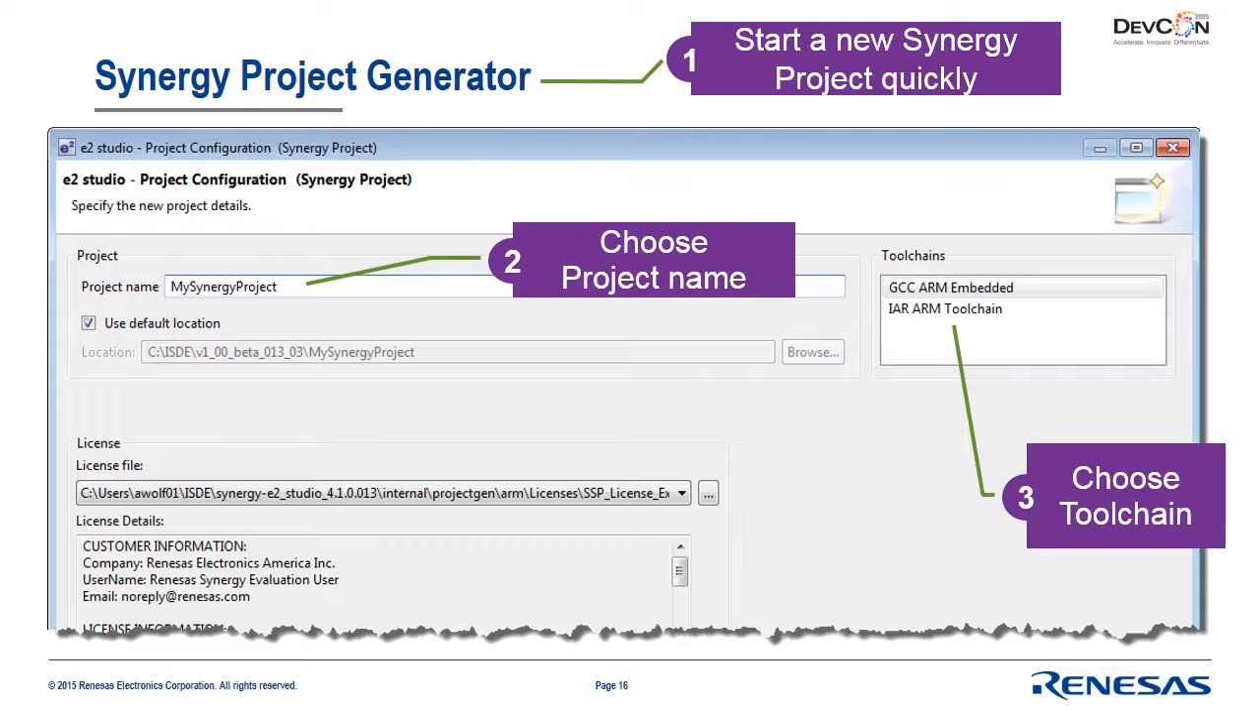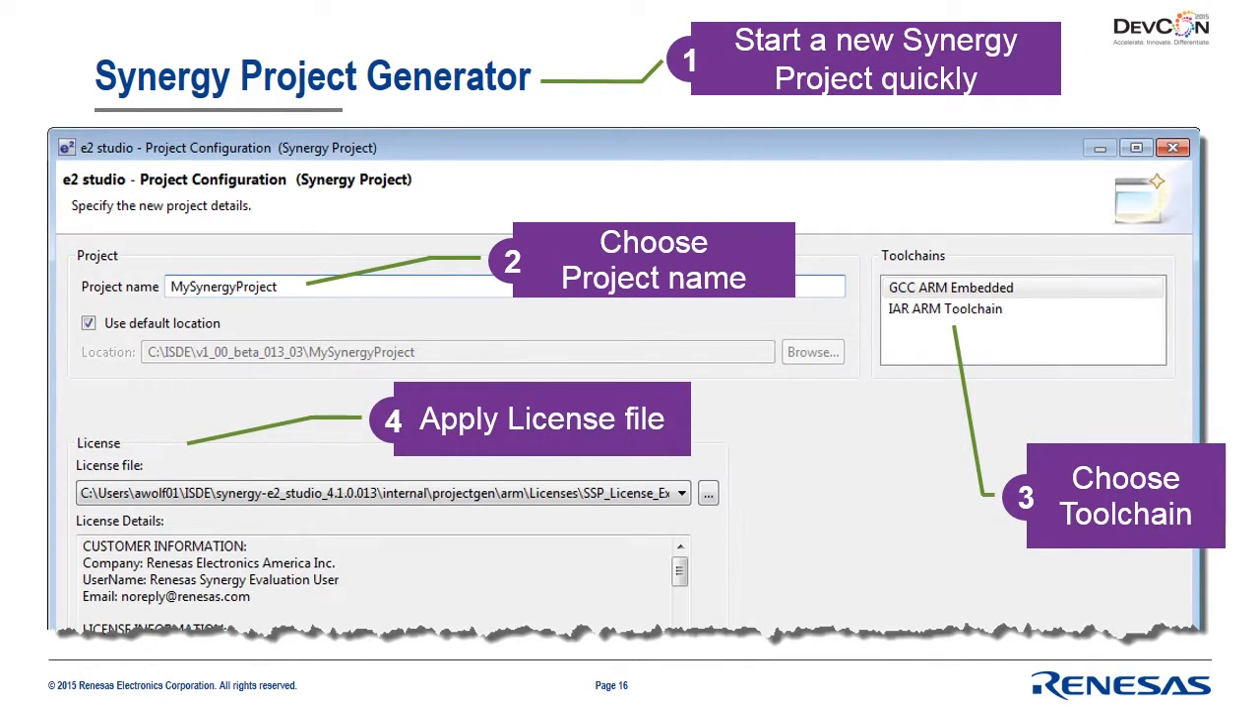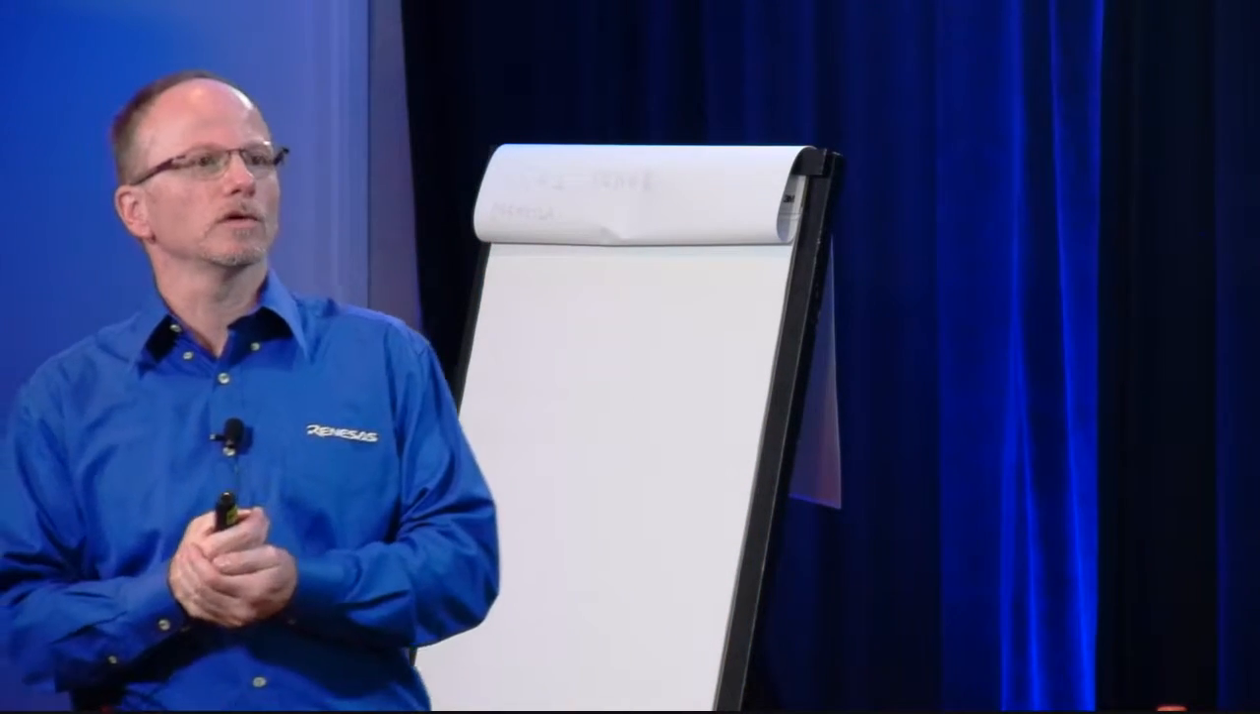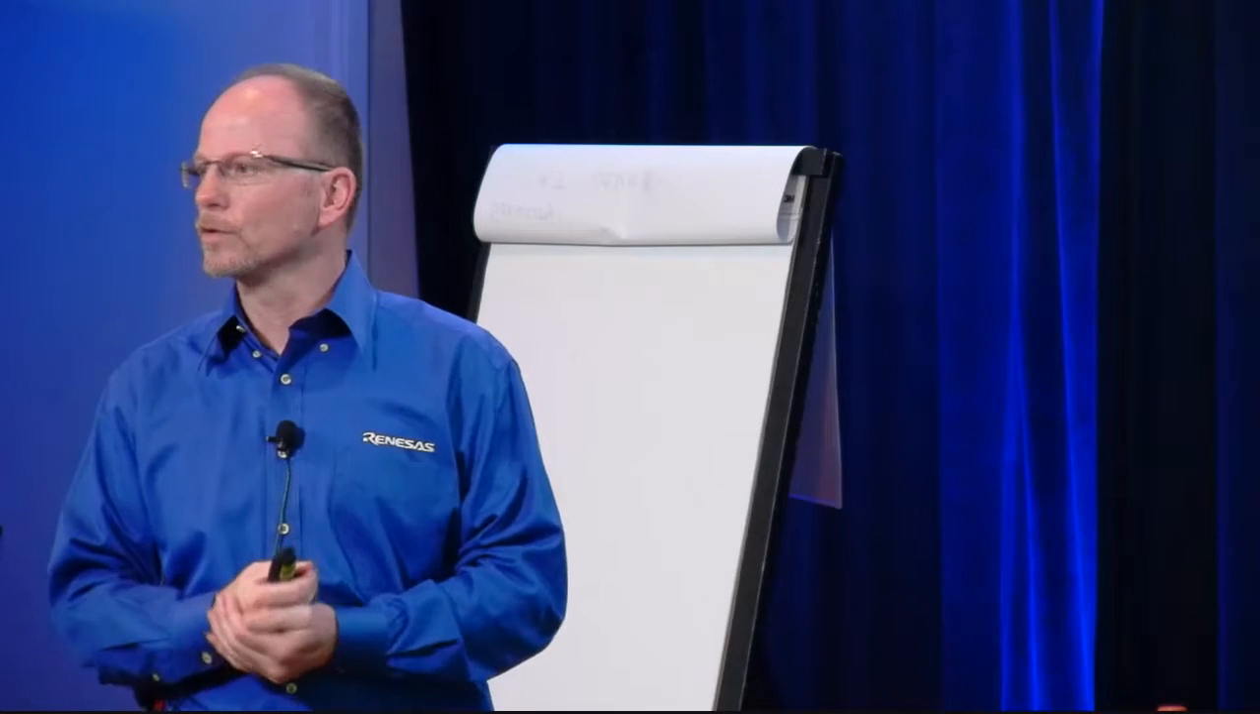Then you have to choose the tool chain. Right now we support, like I said, the GCC or the IAR compiler. And then you have to apply a license file. When you download the SSP from the Synergy gallery, there's an evaluation license already included in there. So all you have to do at this point is just browse to that license file inside your installation, and then you're good to go.